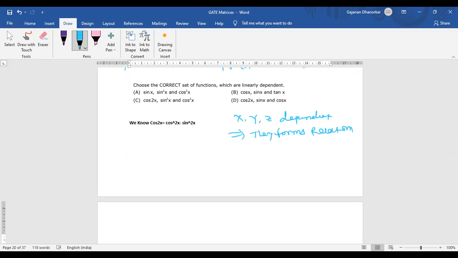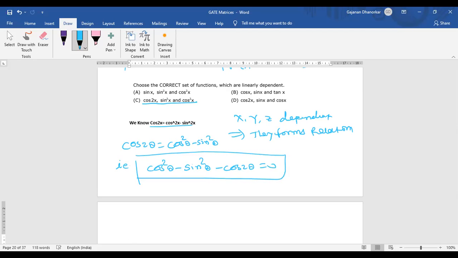Now look here, the third one is cos 2 theta. What is the formula for cos 2 theta? Cos 2 theta is equal to cos square theta minus sin square theta. Sorry, I wrote the formula wrong; cos square theta is x, okay. Look, cos square theta minus sin square theta, and in this the relation can also be written as cos square theta minus sin square theta minus cos of 2 theta is equal to 0. They form a relation, otherwise there is no relation in any. If they form a relation, therefore these are linearly dependent.